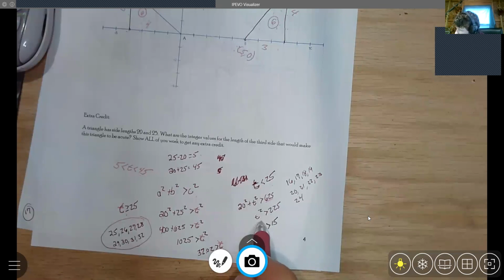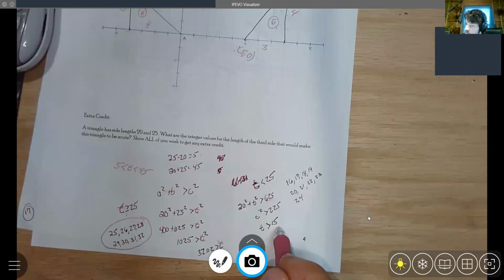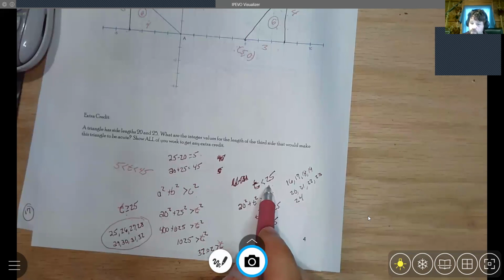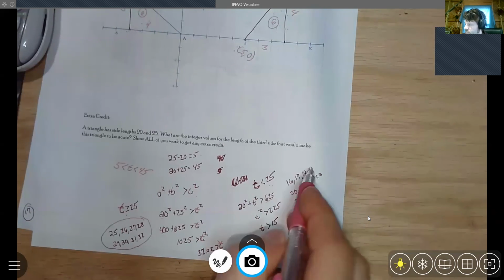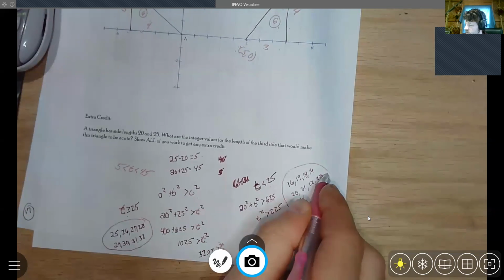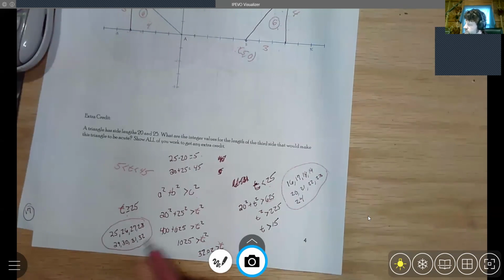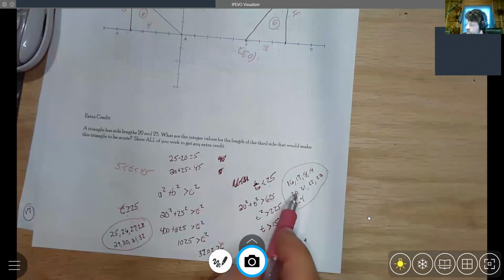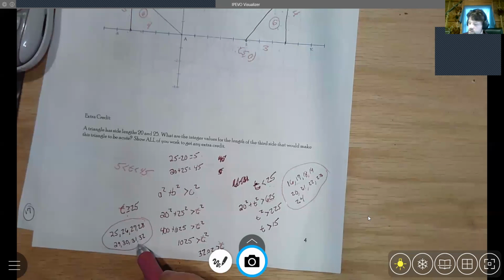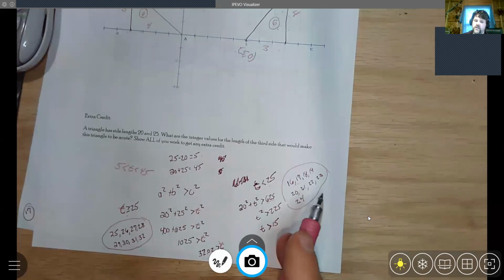So I solve here, I get t squared is bigger than 225, which means t is greater than 15. Doesn't include 15, t is greater than 15, but has to be less than 25. So that gets me 16 to 24. So my answer is 16 up to 24, and then 25 to 32. So any value between and including 16 all the way up to 32, those are the values for the third side.